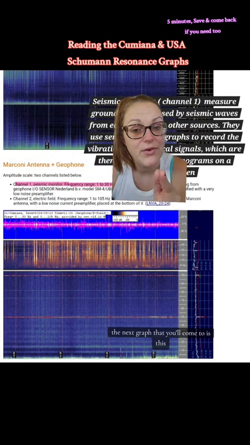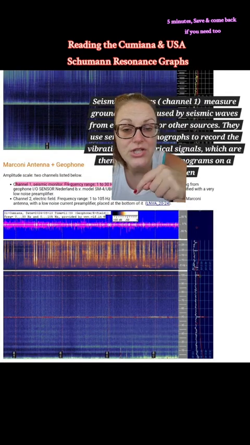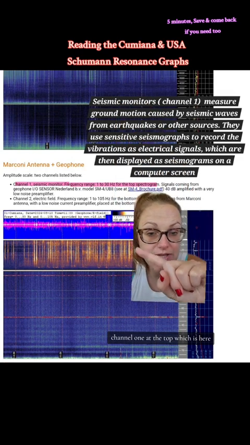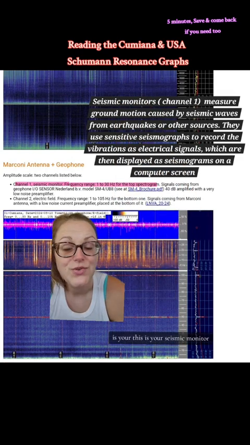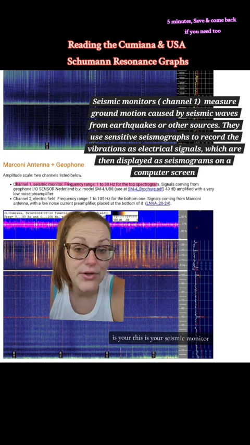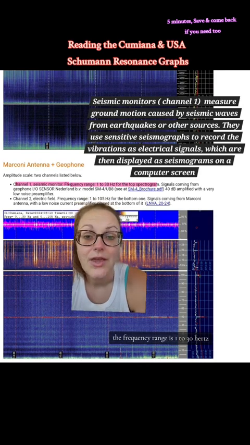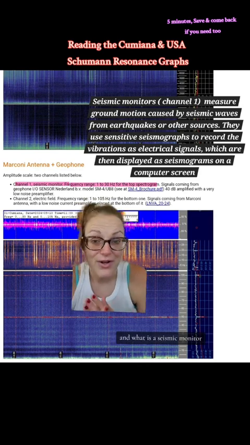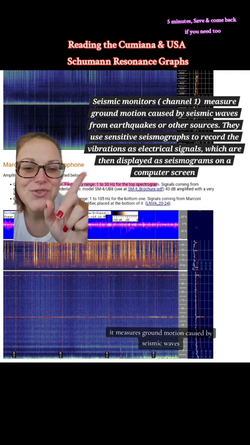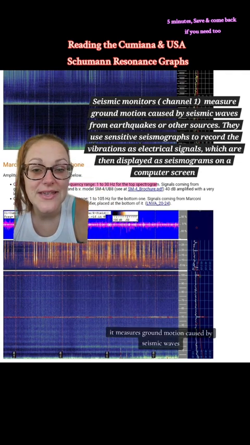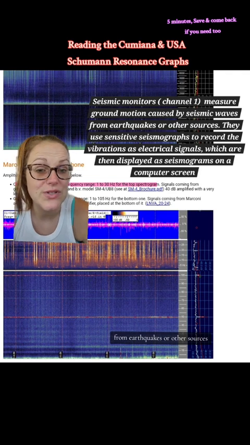The next graph that you'll come to is this. Channel 1 at the top, which is here, is your seismic monitor. The frequency range is 1 to 30 hertz. And what is a seismic monitor? It measures ground motion caused by seismic waves from earthquakes or other sources.